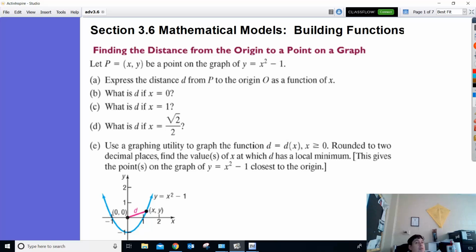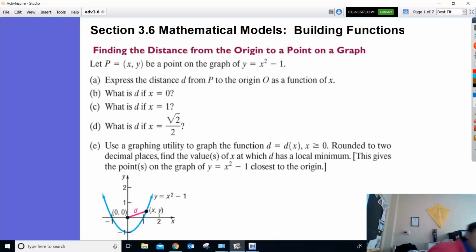I already got the first one drawn up here, but we'll go through a couple where we have to do the drawing. But this is find the distance from the origin to a point on a graph, but you don't actually know what the point is. That's kind of the deal. How do you do that? How do you write it as a single expression of x?